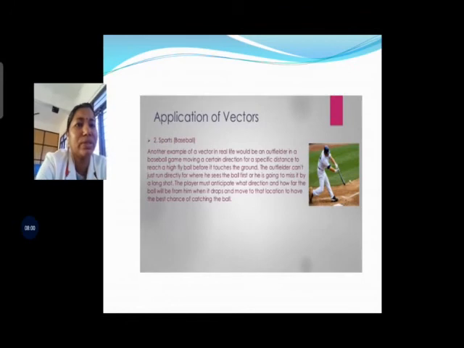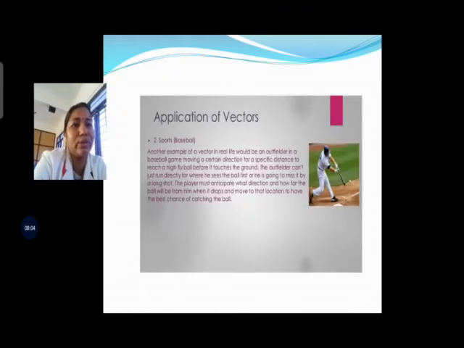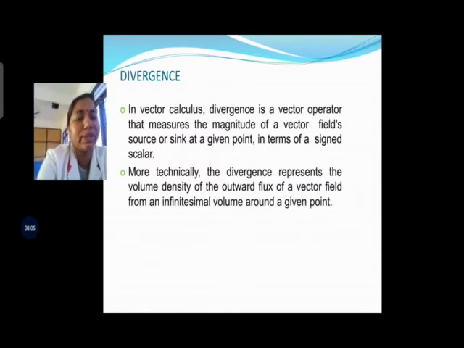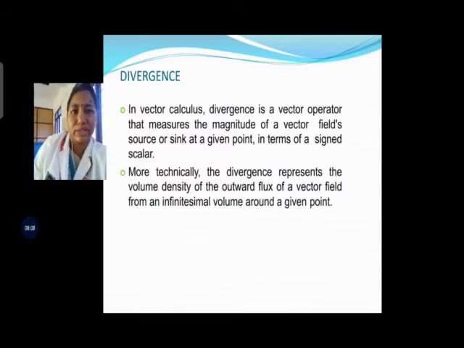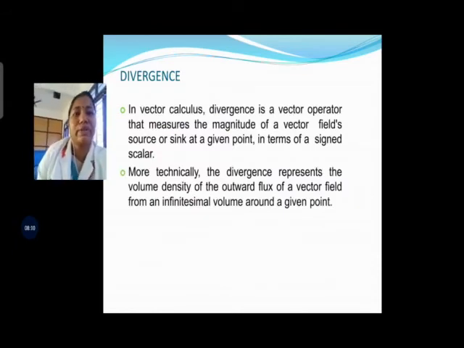Now, the applications of vectors: where we use them means sports, and some other applications, like wherever you are using direction, you will be using vector fields.